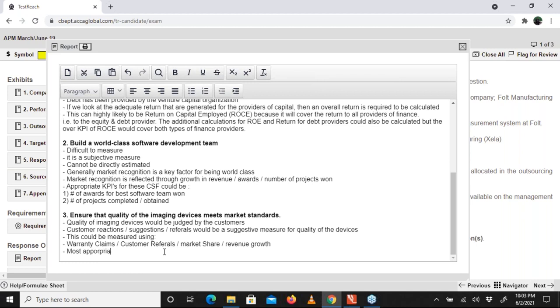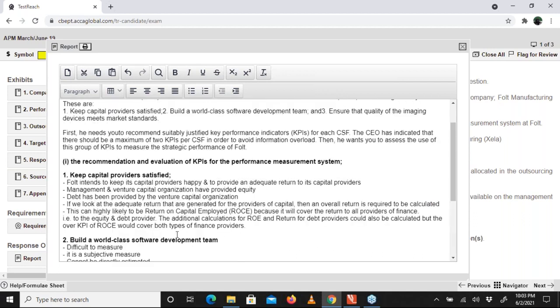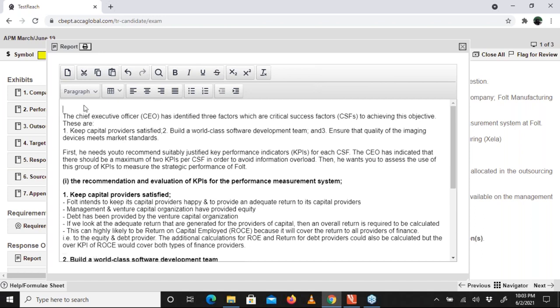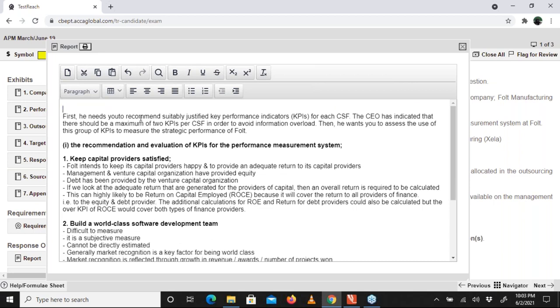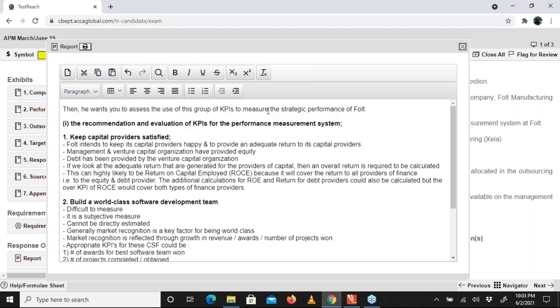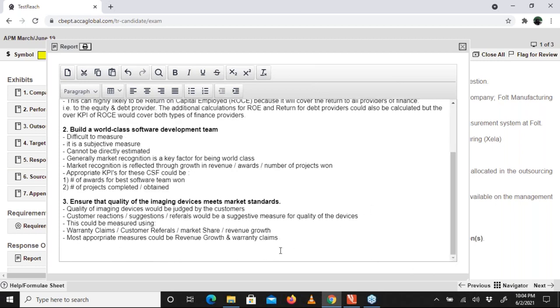So the most appropriate measures could be the revenue growth and the warranty claims. That could be considered the most appropriate performance measures. If I go back to the requirement of the question, this is what the objective of FOLT was. The Chief Executive has identified these three factors. We have done that. He needs you to recommend a suitably justified KPI for each CSF. The CEO indicates that there should be a maximum of 2 KPIs. We have done that. Then he wants you to assess the use of this group of KPIs to measure the strategic performance of FOLT.